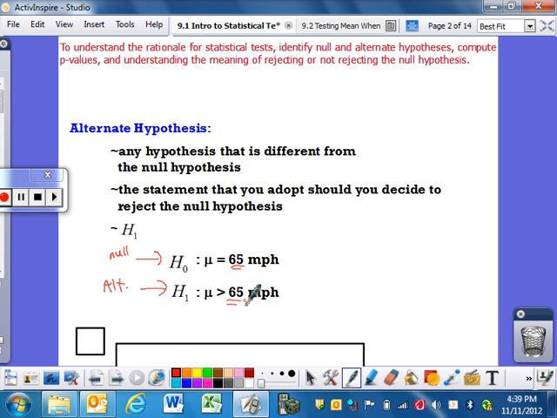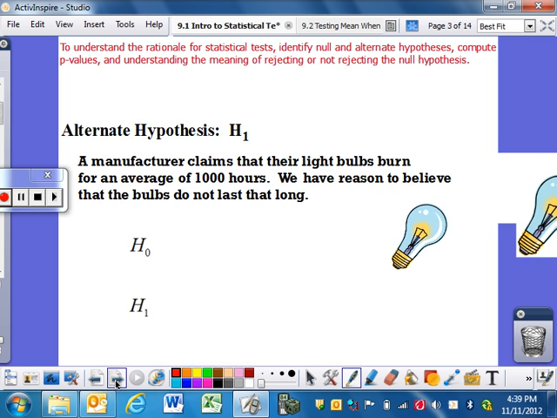Okay, so the null hypothesis is always going to be equal to some specified number, and then your alternate's going to be different from it. So it might be greater than, like this one, it might be less than, and it could be just straight out different from, and then we'll have a two-tailed test.